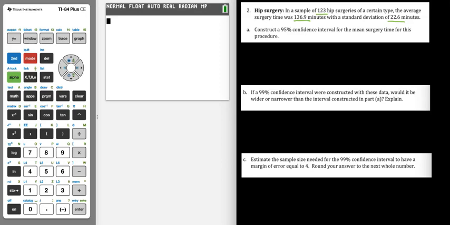Notice that we also do not see the sigma symbol. And so when we construct a 95% confidence interval to estimate the mean surgery time for the procedure, we are going to go to the t-interval tool. So let's go into the calculator this time and use t-interval.